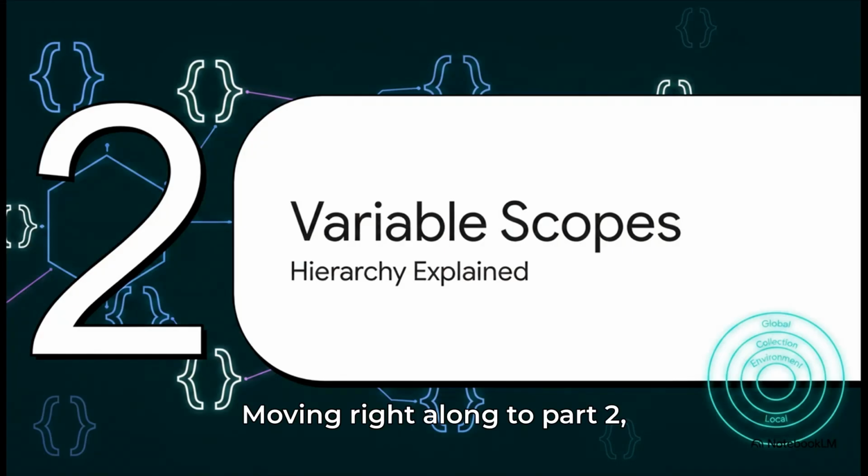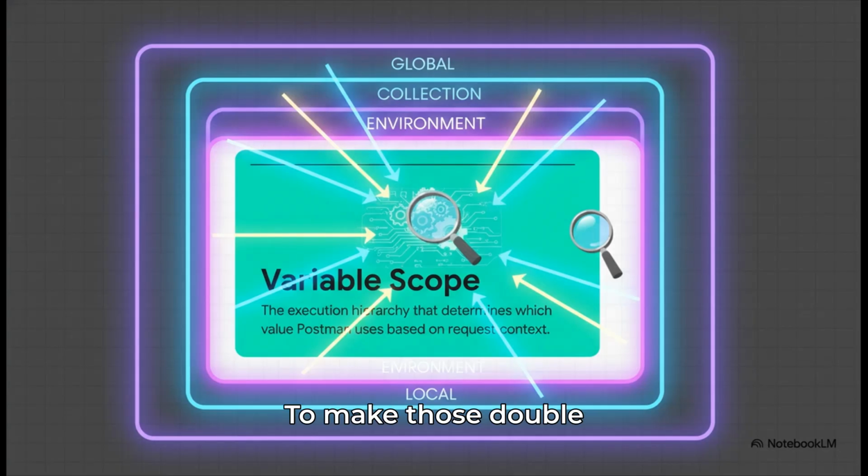Moving right along to part 2, Postman variable scopes explained. To make those double curly braces actually work, we need a really robust variable framework. Managing state and configuration across the whole API lifecycle depends entirely on understanding variable hierarchies, or what we call scopes.